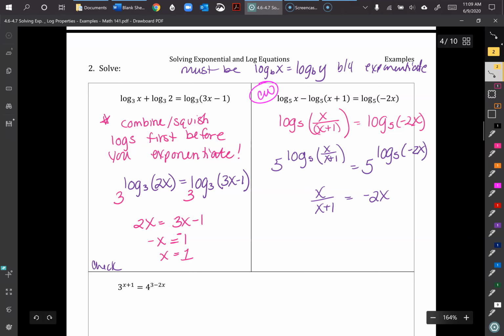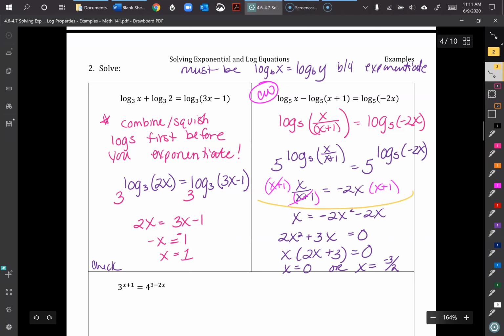x over x plus 1 equals log base 5 of negative 2x. Then we're going to exponentiate. So then we're left with x over x plus 1 equals negative 2x. Now from there, you're going to clear your denominator and solve it as a quadratic. So go ahead and pause the video and try that.